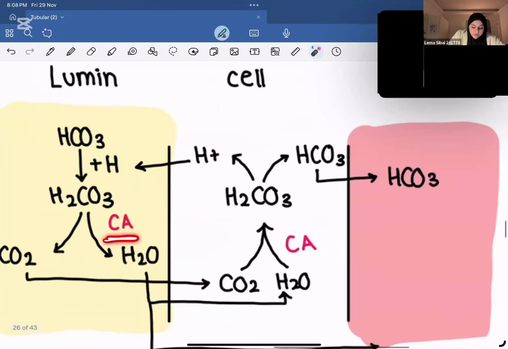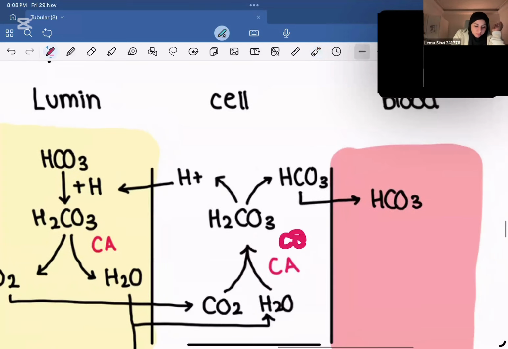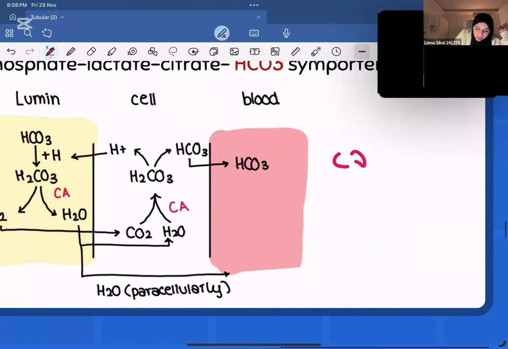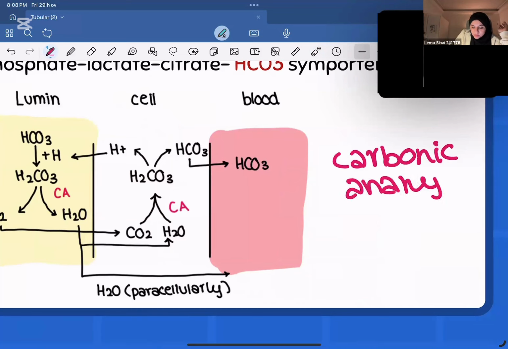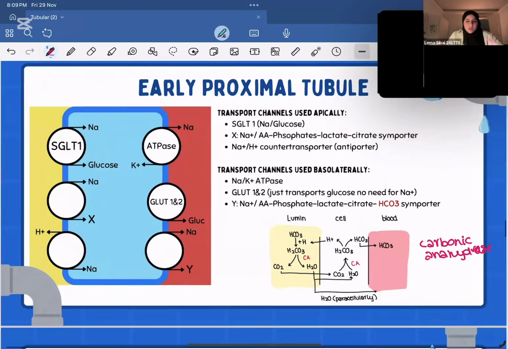And Ca stands for something called carbonic anhydrase. This is the enzyme that splits carbonic acid into CO2 and water. And this one just brings it together. I didn't want to confuse you guys because she didn't go into detail with this, but just for your information, this is called carbonic anhydrase.